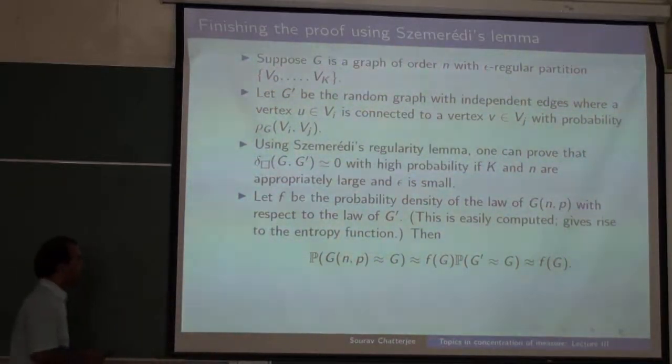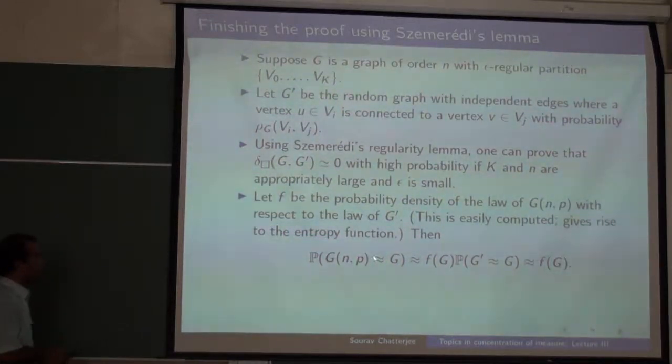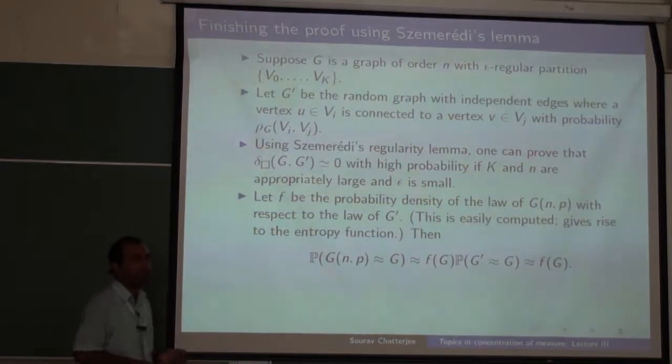So the chance that G(n,p) belongs to a small neighborhood of G is close to the probability density of G with respect to G' times the probability G' is close to G, but this is 1. You know that this is 1 by Szemerédi's regularity lemma. You can prove that this is 1. And so you get F(G). So you can compute this chance. Okay? So this was the goal, to find the probability that G(n,p) belongs to a small neighborhood of a given graph, which is approximately this.